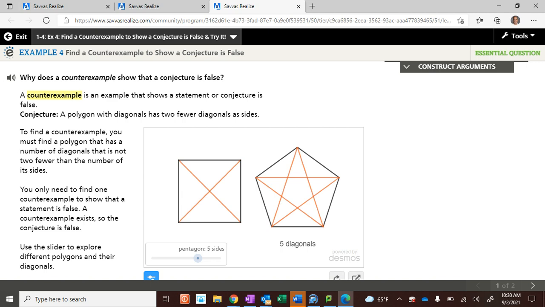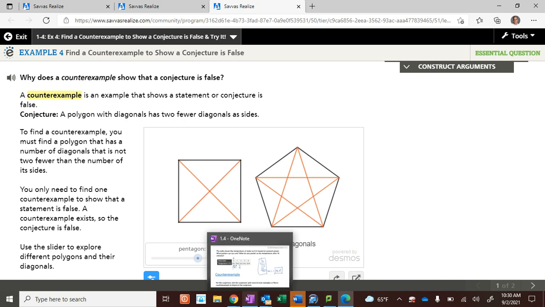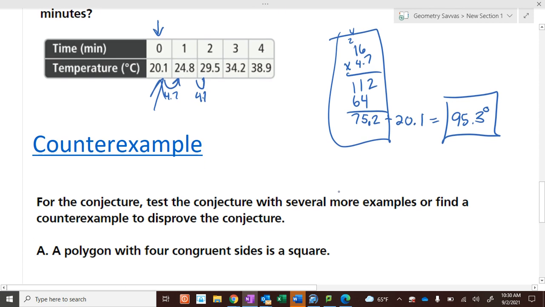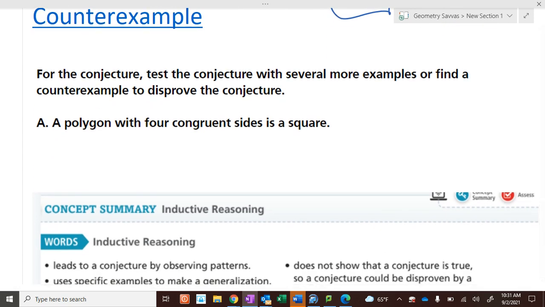That shows their conjecture is false when it comes to that pattern. Okay, so that's a counterexample.